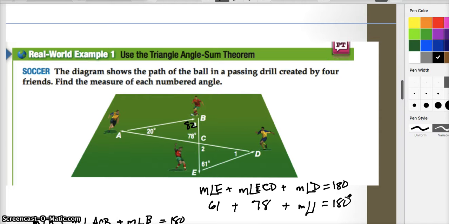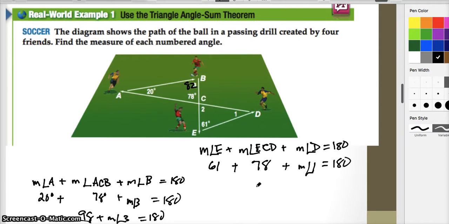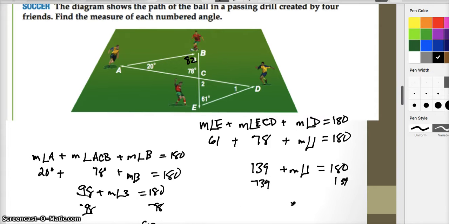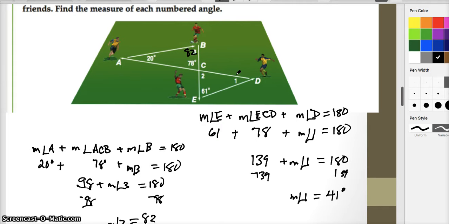So I'm going to add up what I got. 61 plus 78 is going to be 139, plus the measure of angle 1 is going to equal 180. When I subtract that 139 from both sides, I've realized that the measure of angle 1 is equal to 41 degrees. And so I can rock the 41 up here, and I can rock the 78 up here, and I'm done. All right, not too bad.